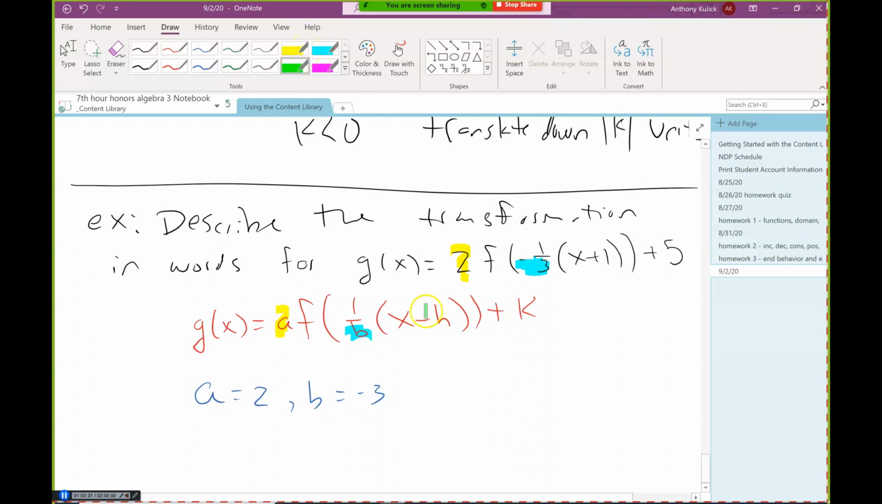Here's the tricky one. What's h going to be? -1. Well, notice there's a negative sign here. So +1 I really need to think of as minus a -1. The easy way to remember this is that the h is always the opposite sign as it appears in your function. So my general form for the transformation, I have x minus h. How do I turn x plus 1 into x minus something? Well, it's got to be x minus a negative. And then the k is 5.